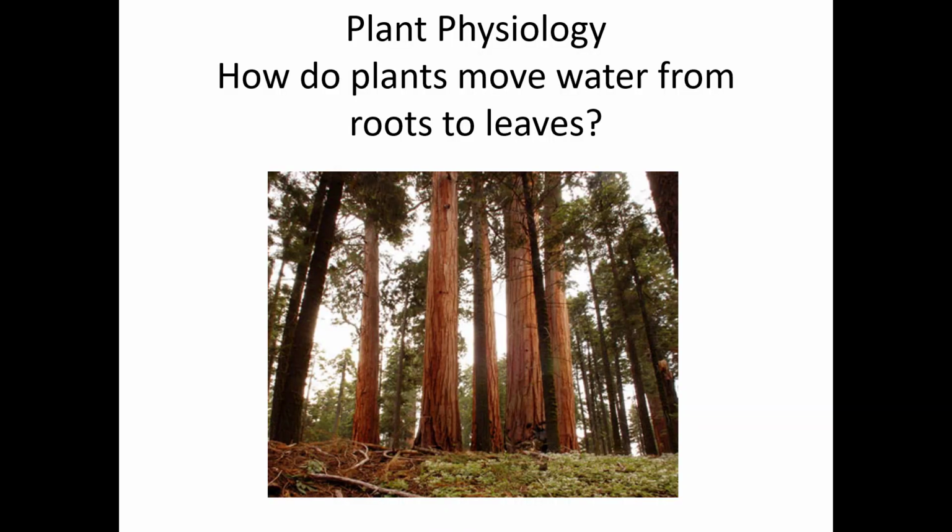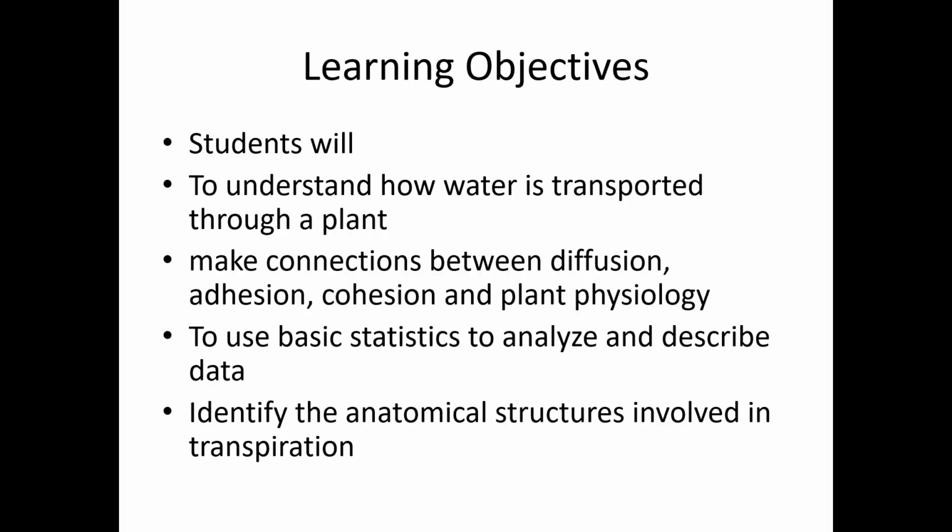This is the pre-lab for the plant physiology lab, which this semester will be entirely online. How do plants move water from their roots to their leaves? Several goals for this week, including understanding how we connect Bio-1 type material, diffusion, adhesion, cohesion, to plant physiology. We're going to analyze some data, and we're going to identify the structures involved in the transport of water.